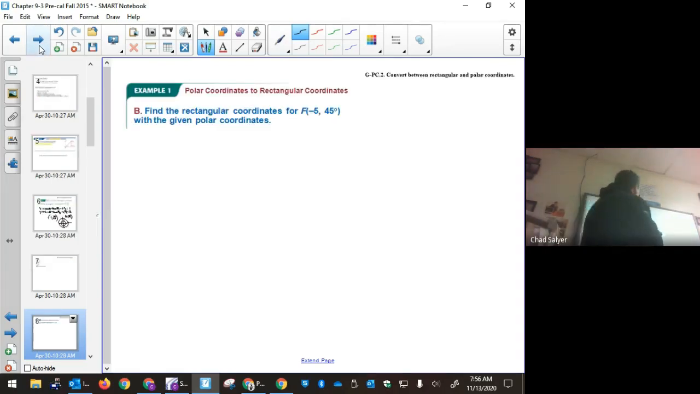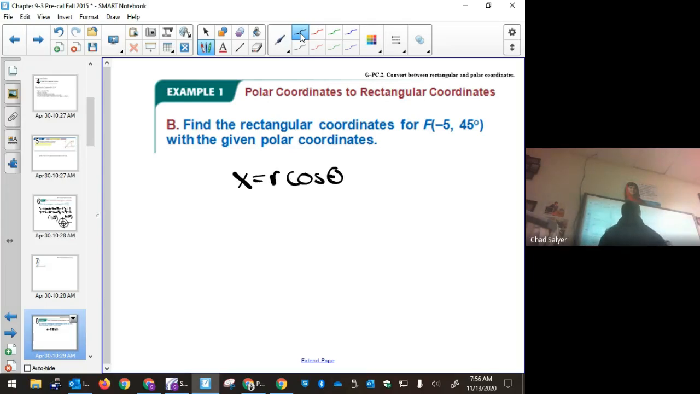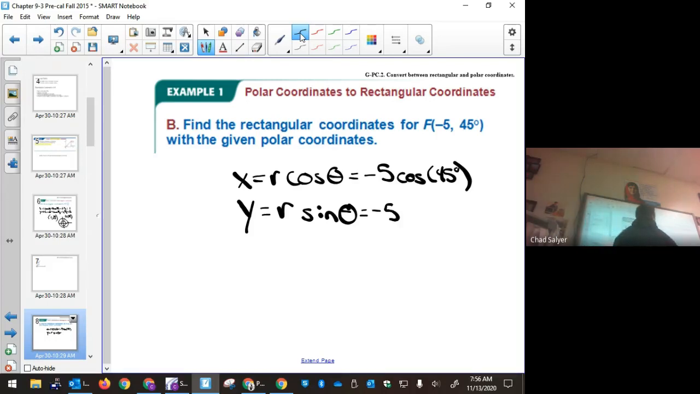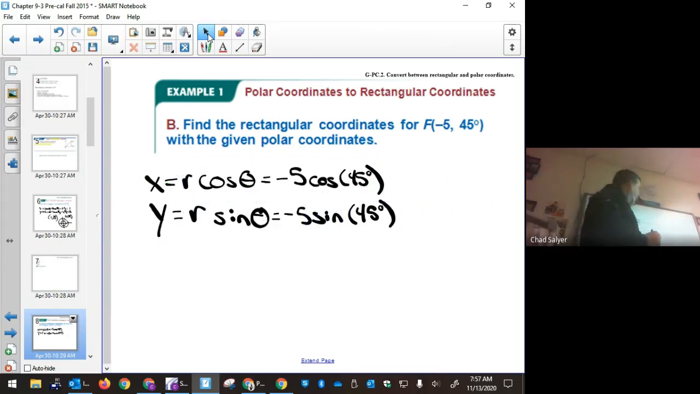Okay, so negative 5, 45 degrees. Find the rectangular coordinates for that. Let's do that together. So x equals, what's the formula for x? R cosine theta. Good. Tell me what r is in this case. Good. And then what is the formula for y, Rachel? R sine theta equals negative 5 sine 45. Good. What should I plug in for cosine of 45, Kristen? Excellent.